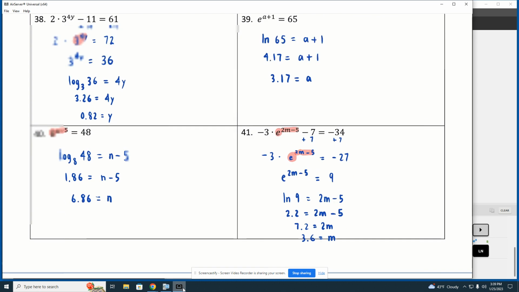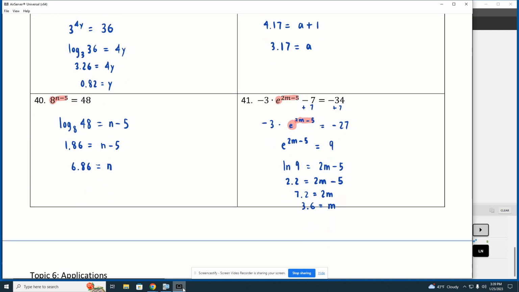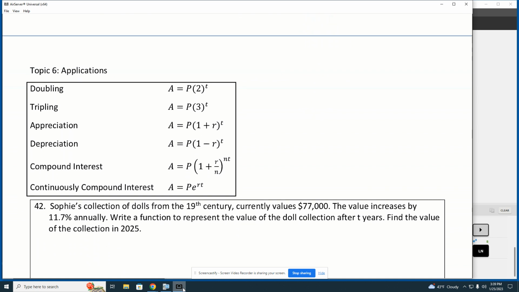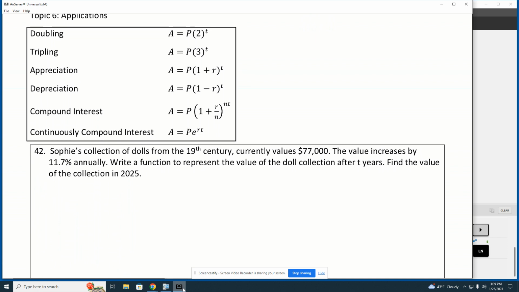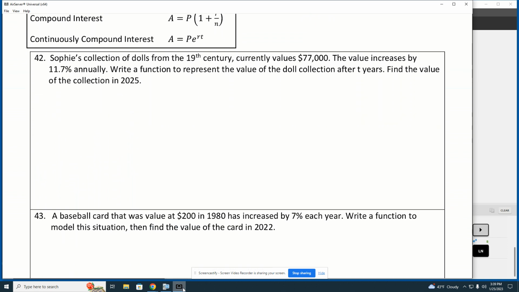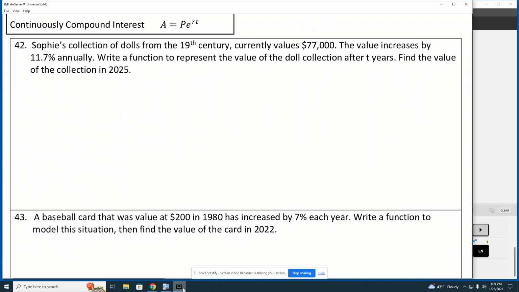All right, so solving exponential equations. Hopefully you guys understand and you'll do well on this on Friday. All right, so here's all your formulas that you're going to have given to you on the test. So we're going to move through here and try to figure out, one, what formula to use, and two, we'll answer all the questions that these questions ask.